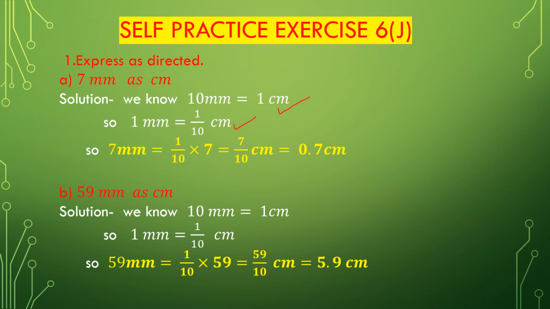So 7 millimeter will be 1 divided by 10 multiplied with 7. That is 7 divided by 10 centimeter. That will be 0.7 centimeter. So 7 millimeter is 0.7 centimeter.